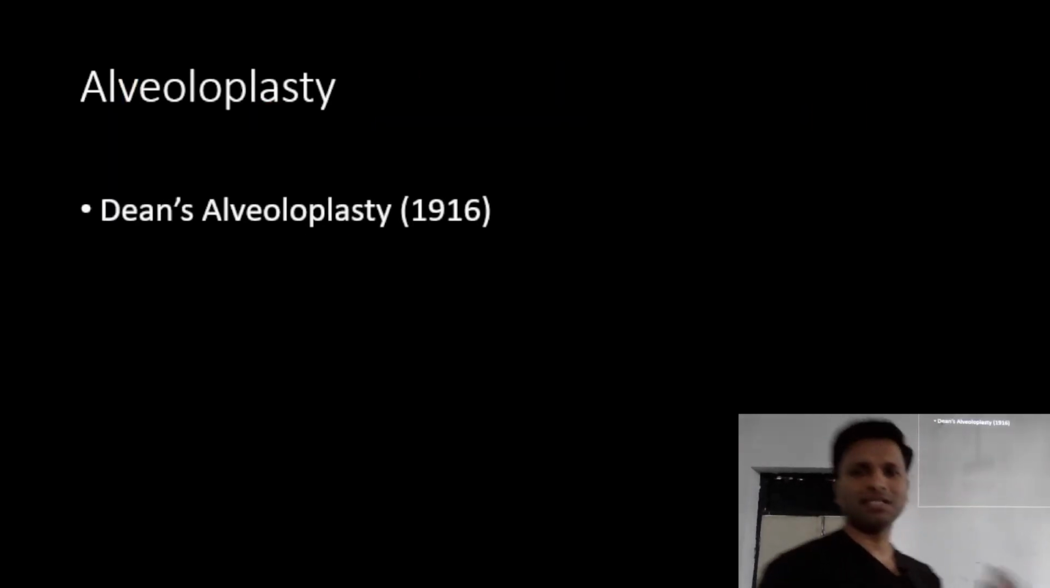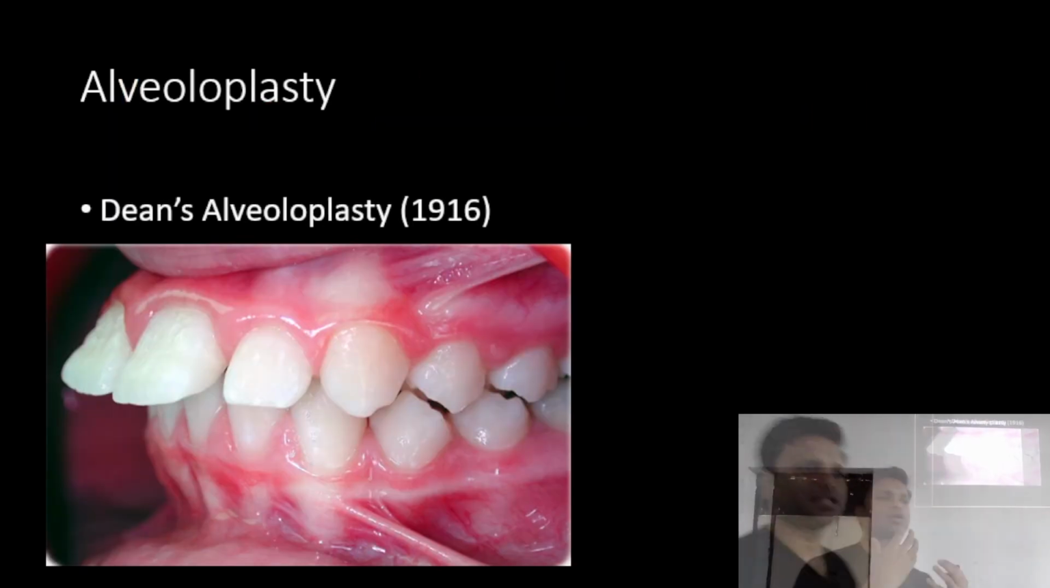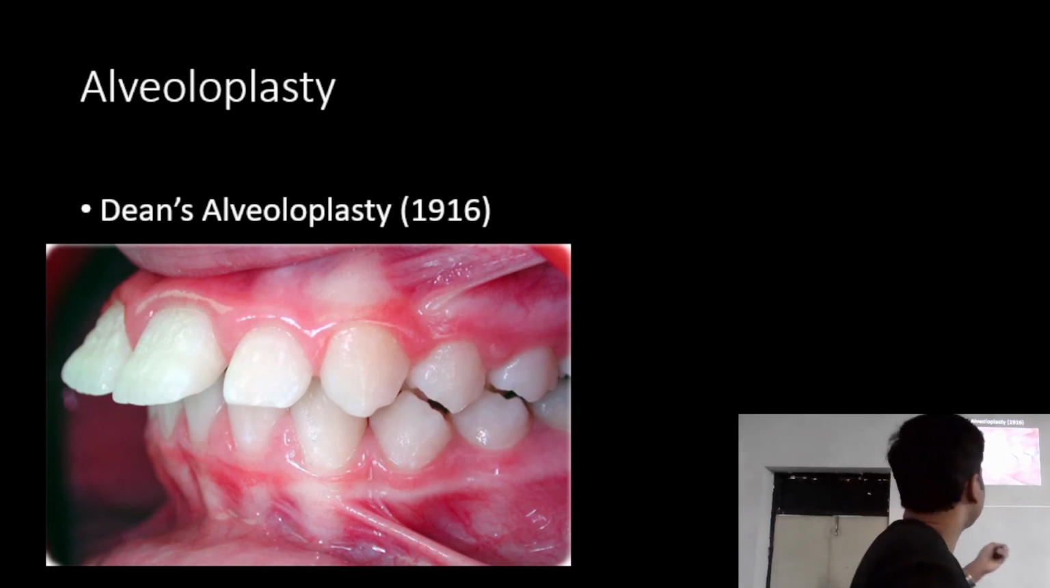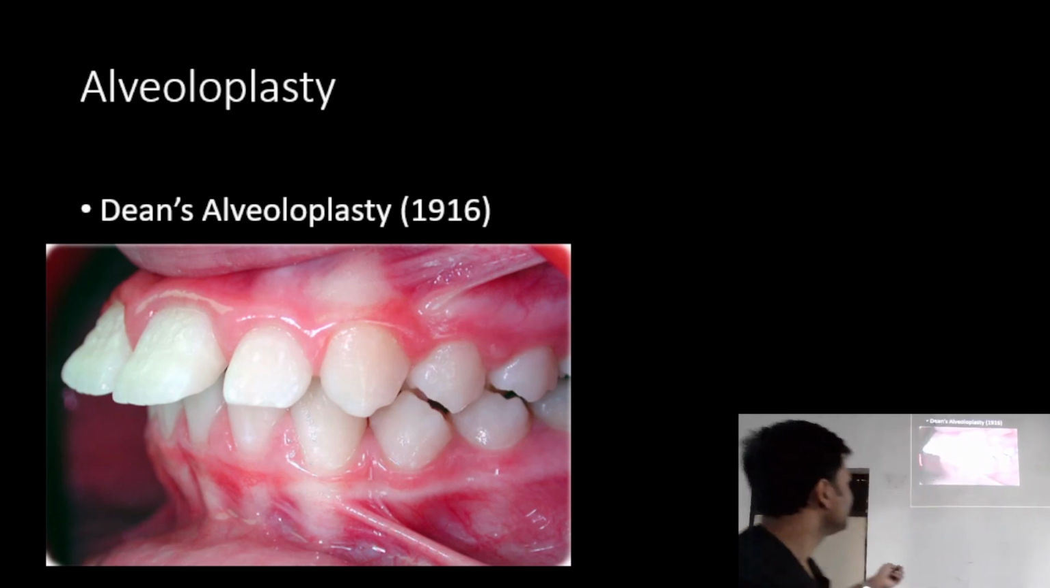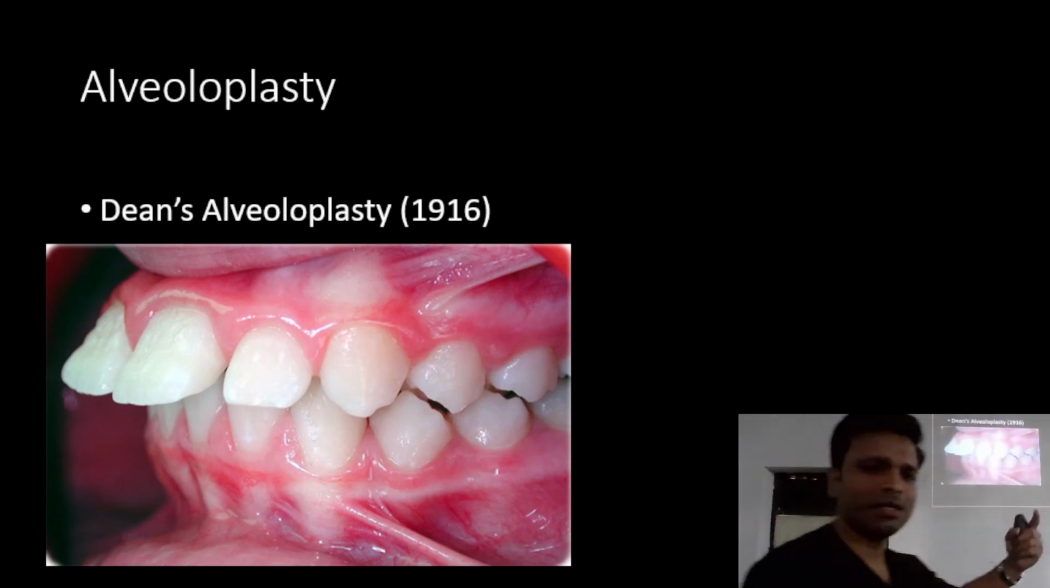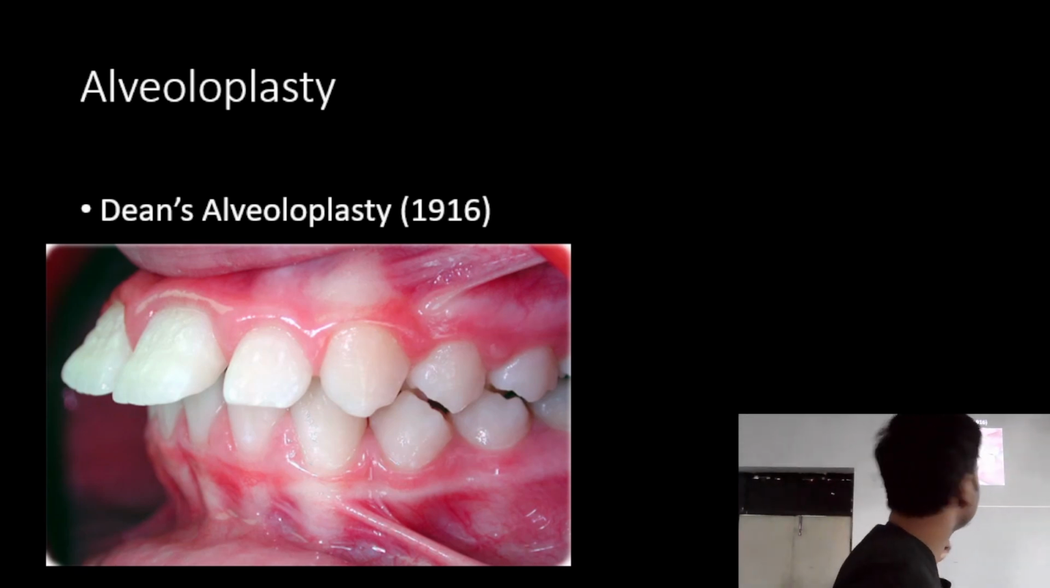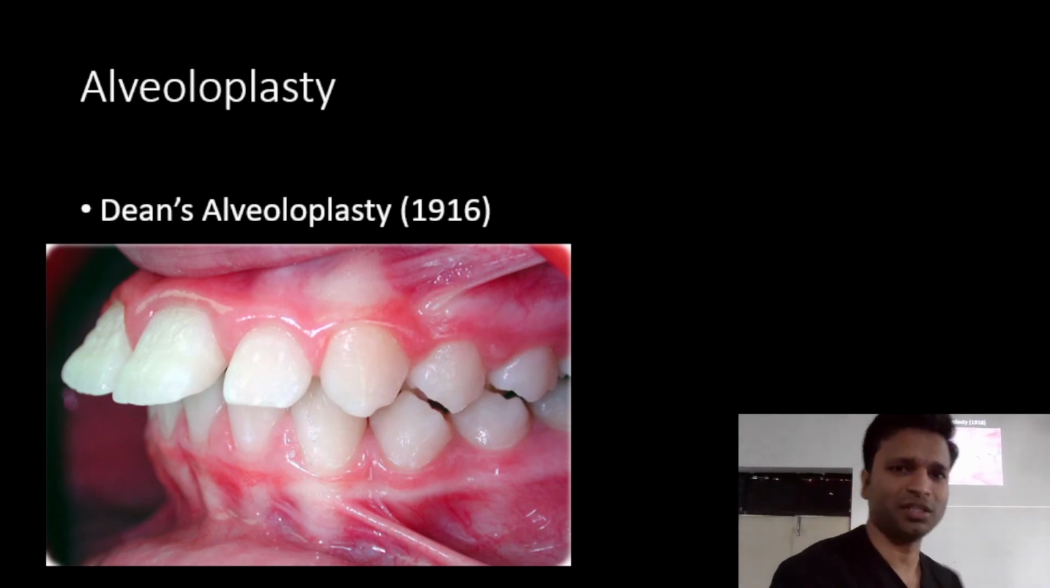Then there is something called Dean's alveoloplasty. This is used in case of gross proclination. The teeth are proclined. So इसमें हम क्या करेंगे? In case of huge proclination, one. Second, if the patient is to undergo multiple extraction of anterior teeth, okay?